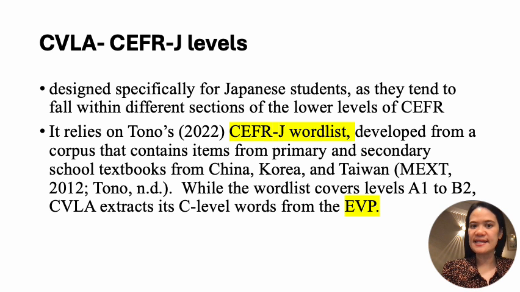Factors such as readability index, verbs per sentence, average word difficulty, and the ratio of B level to A level content words all play a role in determining a text's CFRJ level. The average scores derived from these metrics are combined and translated into one of 12 levels, ranging from pre-A1 to C2. Although CVLA primarily focuses on single word items, its other indices help to address this limitation.